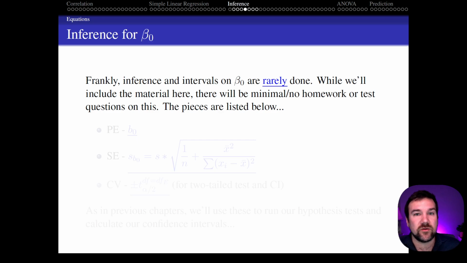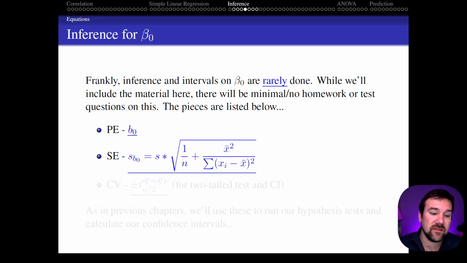And so typically we don't do tests or intervals with this, but it's not that we can't. The point estimate for this is going to be b sub 0, or our best guess, the intercept calculated from the data. And remember, we wrote out this equation in the simple linear regression section. So this is just that same thing, y bar minus x bar times the slope. I think, no, double check that.